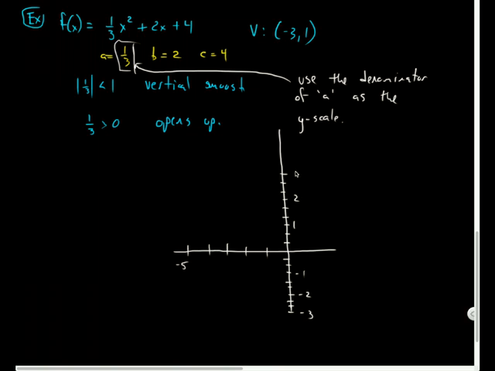1, 2, 3. And now let's start plotting some points. So my vertex is at -3, 1. So 1, 2, 3, up 1. Oh, I guess I didn't need to go down so far, but that's okay. Maybe I will have to go higher, though. So let's do that. 1, 2, 3, and 1, 2, 3, 5.